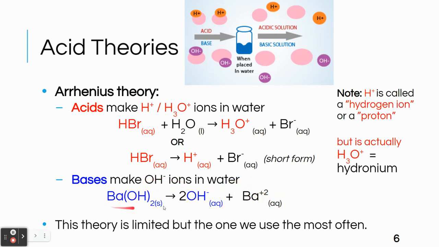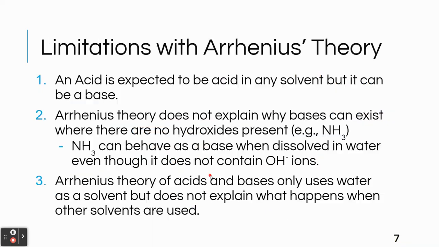So the fact that this Ba(OH)2 produced some hydroxide ions in water makes this basic. So acids produce H+ in water, bases produce OH- ions in water, and that's according to the Arrhenius theory. Now this is a little bit limited. There are some downfalls with this acid-base theory. We'll discuss those downfalls later on, but it is one that we use quite often because it's good enough to explain the idea of acids and bases for now.